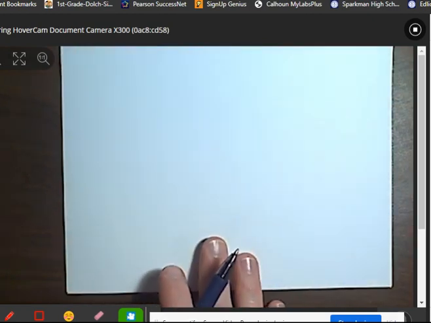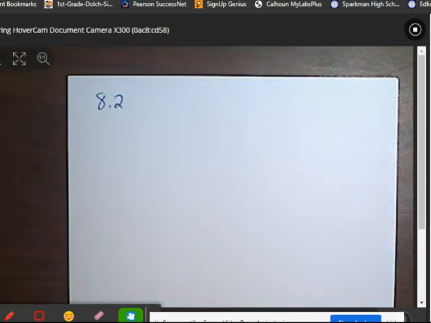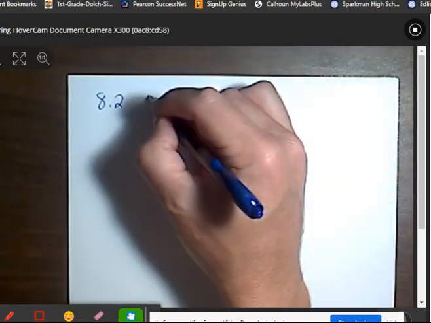All right, before we move into 8.2, any questions on anything so far? Okay, so 8.2. Still dealing with sets, but really 8.2 makes a big move to Venn diagrams.